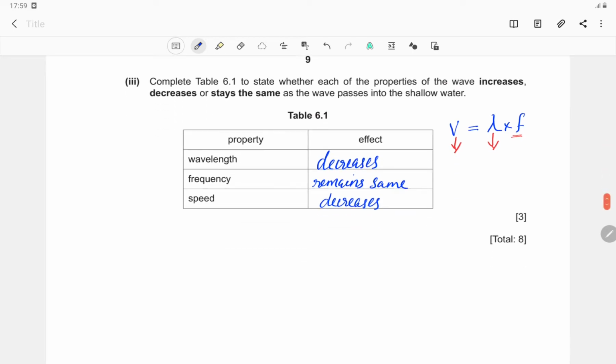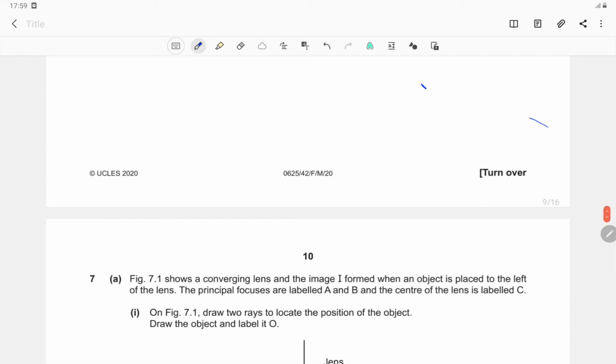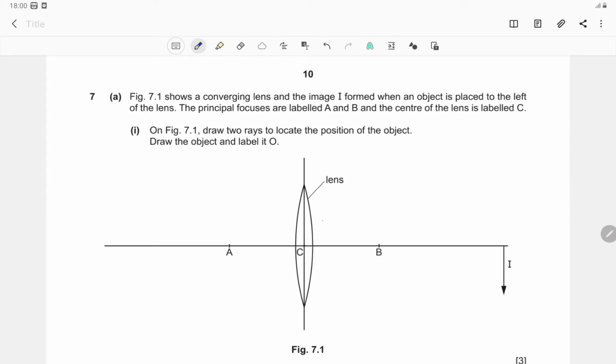Let's go to the next question, that is question number 7. Question 7 is from the topic lenses. Figure 7.1 shows a converging lens and the image I formed when an object is placed to the left of the lens. The principal focus are labeled as A and B and the center of the lens is labeled C. On figure 7.1, draw two rays to locate the position of the object. Draw the object and label it O.